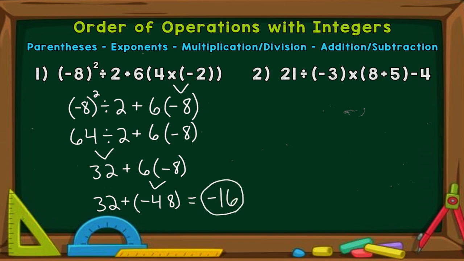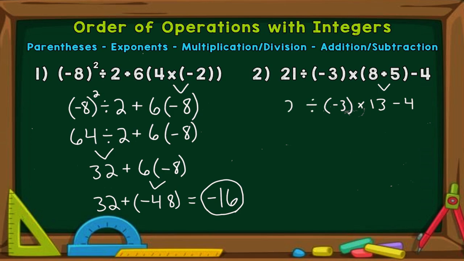So let's move on to number 2, where we have 21 divided by negative 3 times parentheses 8 plus 5 and parentheses minus 4. Let's go through our process. So any parentheses where we have something to solve within those parentheses? Yes, that 8 plus 5. So we're going to start there. 8 plus 5 is 13. Bring down everything we did not use. Now keep everything in the same exact order.